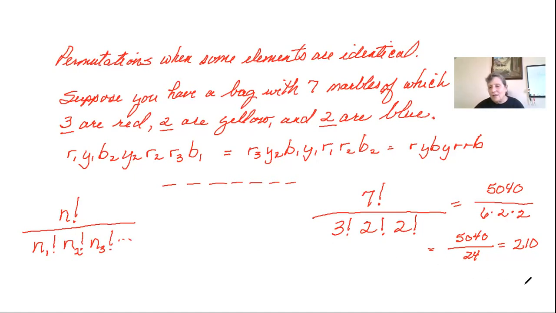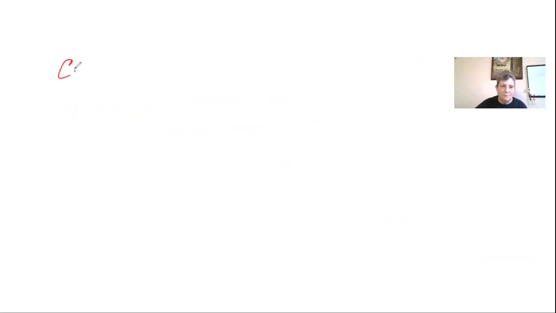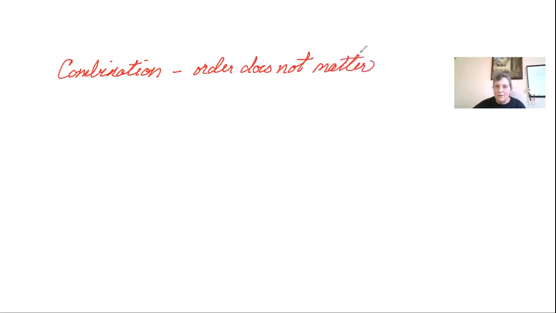Now, when order doesn't matter at all, that's when we're talking about what they call a combination instead of a permutation. In a combination, order does not matter. So this is where all the elements are of equal status. AB and BA are going to be counted as just one.